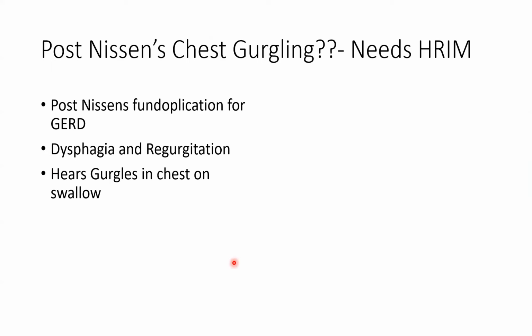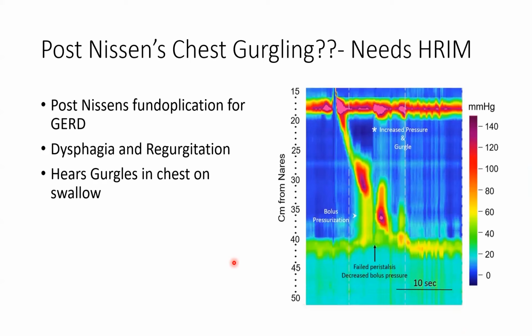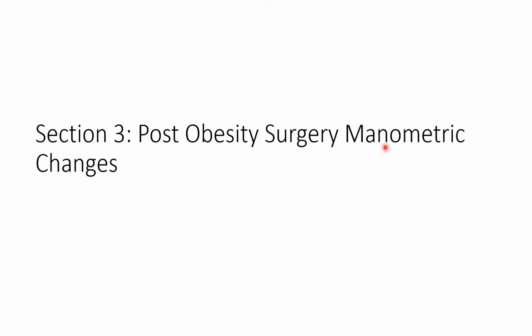There's something called a gas bloat or a post-Nissen's chest gurgling. A patient underwent a Nissen's for GERD, had developed regurgitation, and he actually tells me that he can hear gurgling in his chest. And this is how it actually looks. This is not from this patient, but from another patient. You can see that with failed peristalsis happening at this level, there is a pressurization of the bolus, high IBP, and you can see a break here. So this is coming down and breaking through the peristaltic front, and what he hears is a reflux of the bolus here. So that's what he actually hears.